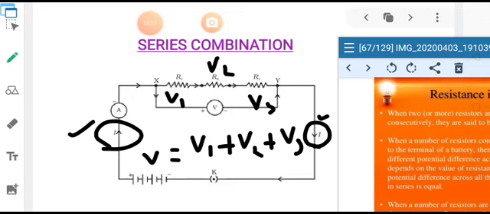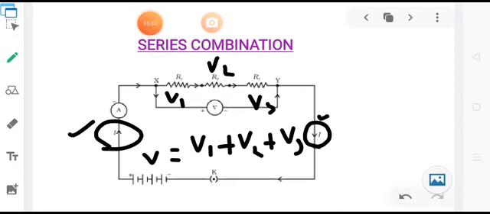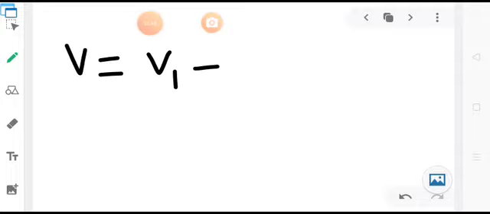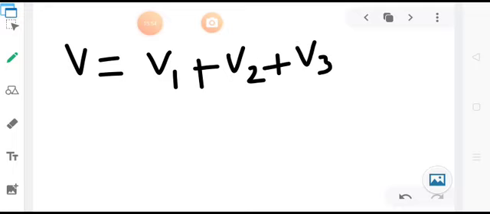Now let us obtain an expression for the total resistance of the circuit. When three resistors of three different values are connected in series, then what should be the total resistance? Following this same diagram, we can obtain an expression for the total resistance. Let's proceed.